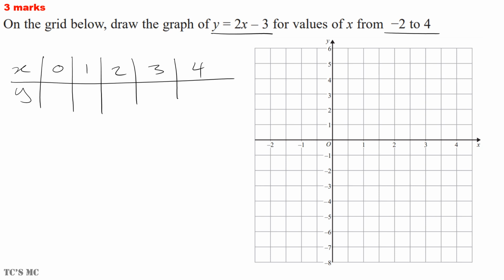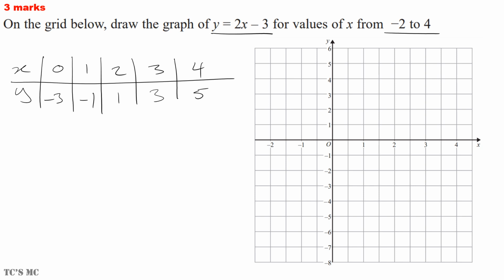2 multiplied by 0 is 0, subtract 3 is negative 3. 2 multiplied by 1 is 2, subtract 3 is negative 1. 2 multiplied by 2 is 4, subtract 3 is 1. 2 multiplied by 3 is 6, subtract 3 is 3. 2 multiplied by 4 is 8 and subtract 3 is 5.